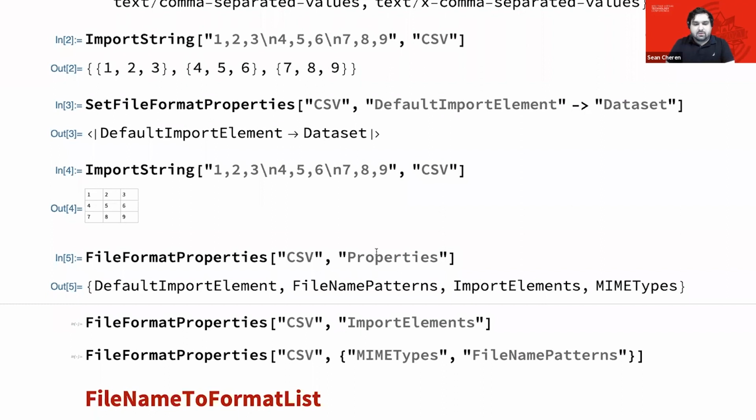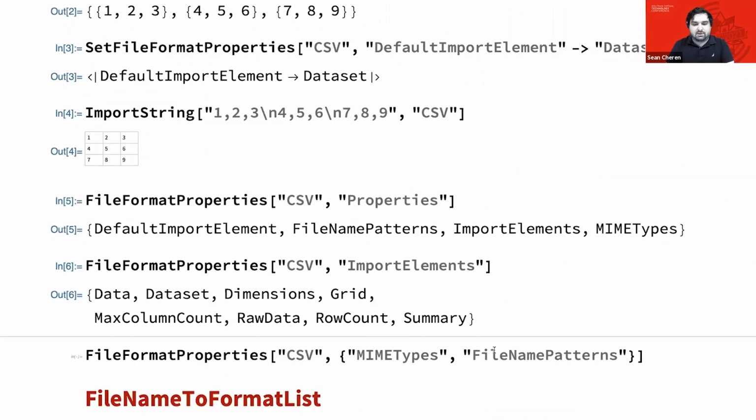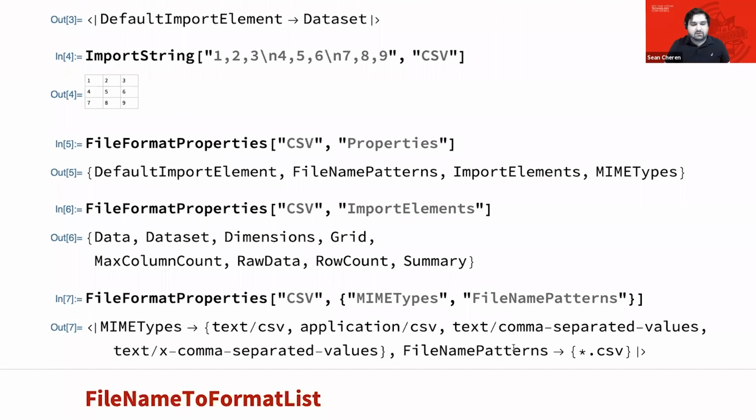So you can ask for the list of properties that you might get and also query specific things from file format properties. So there's the import elements, which it gives you directly, or if you ask for more than one thing, it gives you that association. So this gives you a mapping from every format to the metadata that our system uses to interpret the contents.